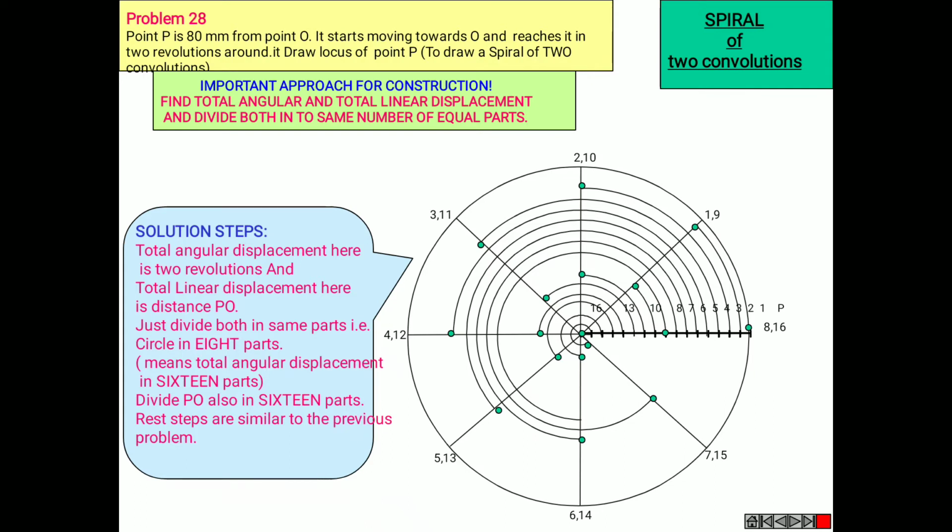Now join all these points smoothly in order to obtain your spiral of 2 convolutions. So this is your spiral of 2 convolutions. So these are the points P15, 14, 13, 12, 11, 10, 9, 8, 7, 6, 5, 4, 3, 2, 1 and P.